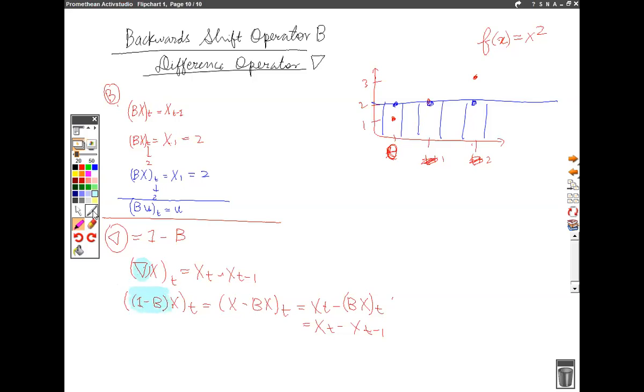This is equal to 1 minus B operator. Okay, and there are other operations that you can again do on these things. So let me create some space.